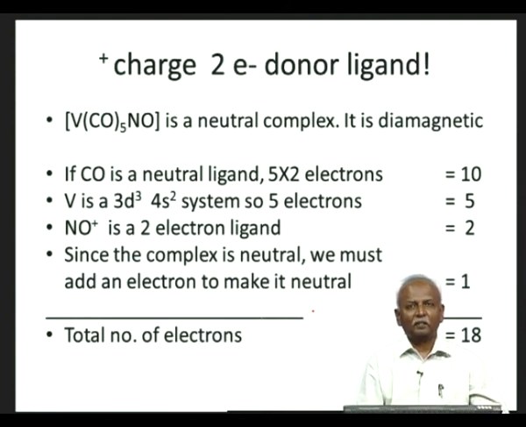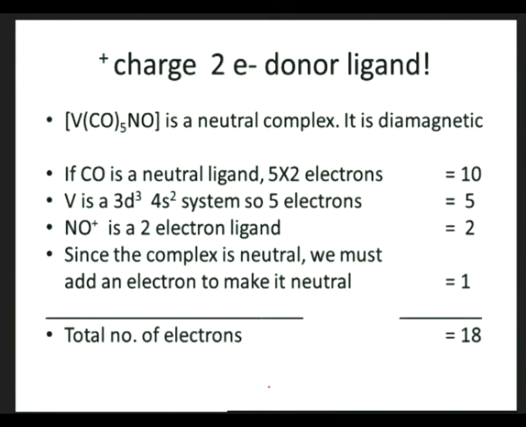This is very interesting. If you remember, VCO6 was a paramagnetic system, and NO is also a paramagnetic system, but if you react these two species, you get a diamagnetic species. Not very surprising, when you combine two paramagnetic species, you could get a diamagnetic species, and that is what we end up with. But let us look at the electron count. Let us see if we can understand the counting of the valence electrons in this molecule.